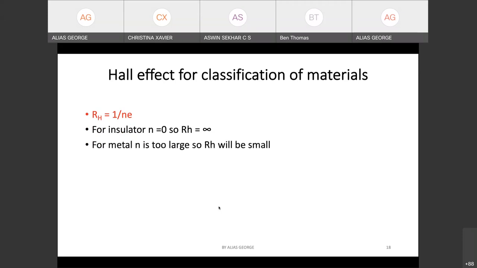And for a metal, the charge carrier concentration will be very large and RH will be small. You can search Google for the RH values. So for metals, it will be small. And for a semiconductor, compared to a metal, N will be small, so RH will be large. Is that clear, Ashwin? Yes, Elias. Thank you.